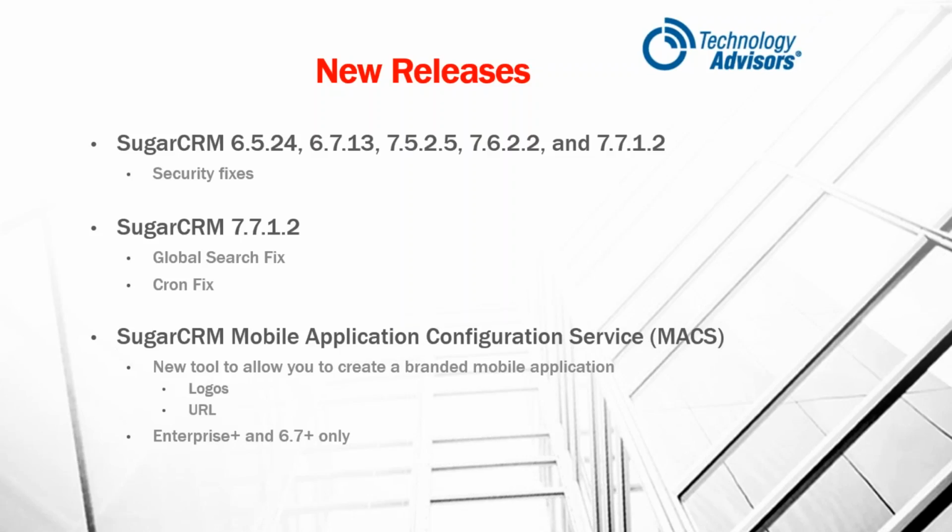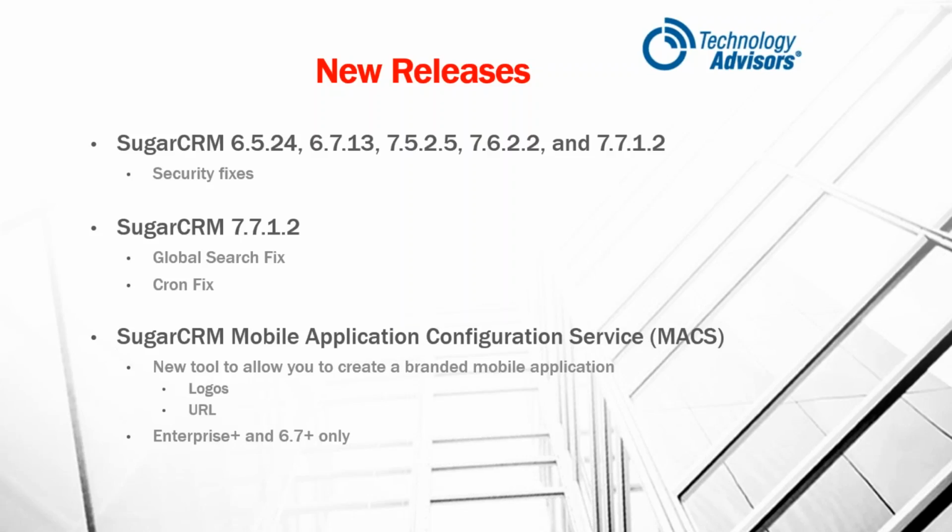The other really big news and release from Sugar is the SugarCRM mobile application configuration service, which is quite a mouthful, so they've abbreviated it to MAX. Sugar MAX allows you to create your own branded Sugar mobile application. So you can create your own company version of the SugarCRM mobile app with your own logos, for example, your own color scheme, as well as embedding in the URL of your Sugar environment so that your users don't have to type that into their phone the first time they use the app.